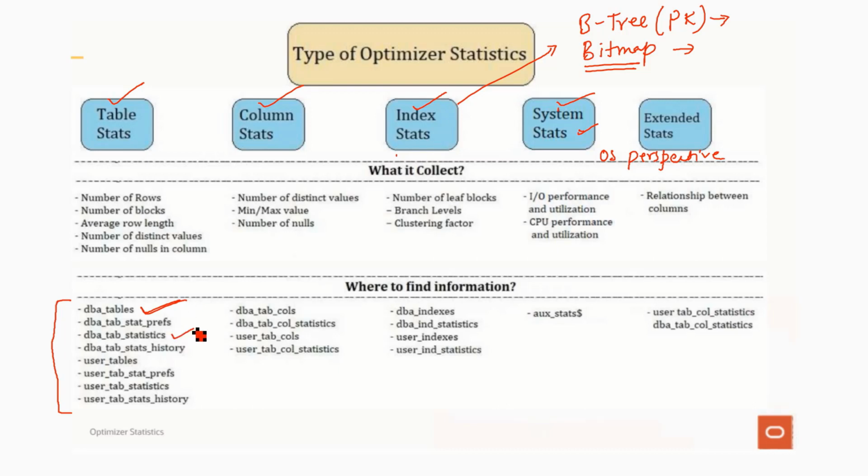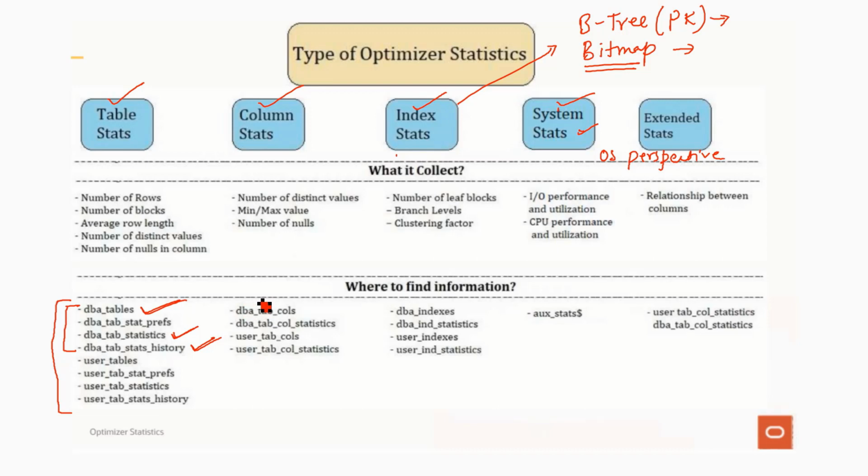From DB_TAB_STATISTICS, you will be able to identify the statistics in the table format, for table statistics. And apart from that, if you want to identify the history statistics of the table, you can use this one also. So you should try each and every view and check what all things you can identify from these views. Same for columns.